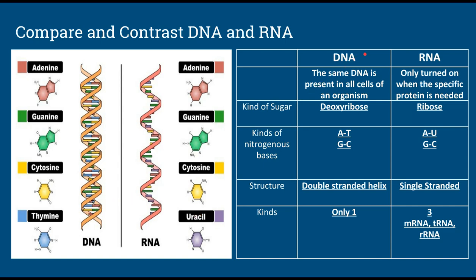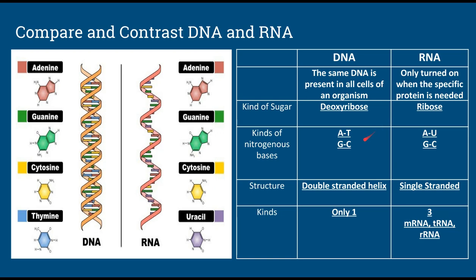Just some differences. DNA is the same in all cells of your organism, and RNA is only turned on when the specific protein is needed. You don't need to know the kind of sugar, but those are the sugars that make up the backbone of the molecule. Sorry, can you hear my dog?